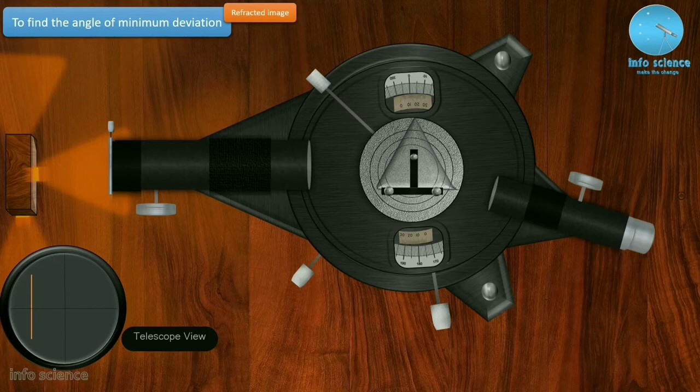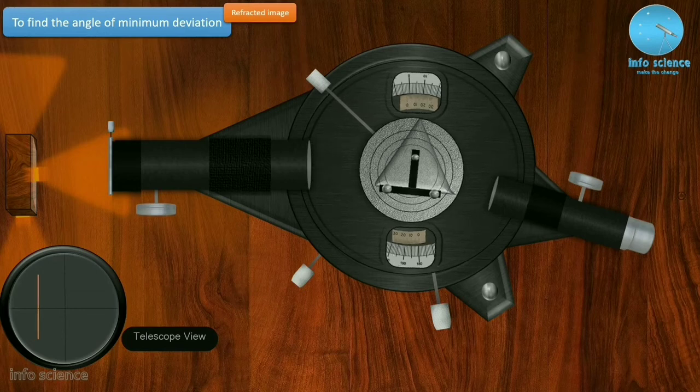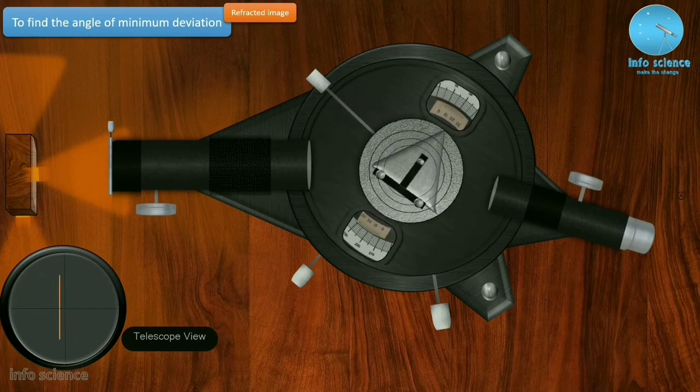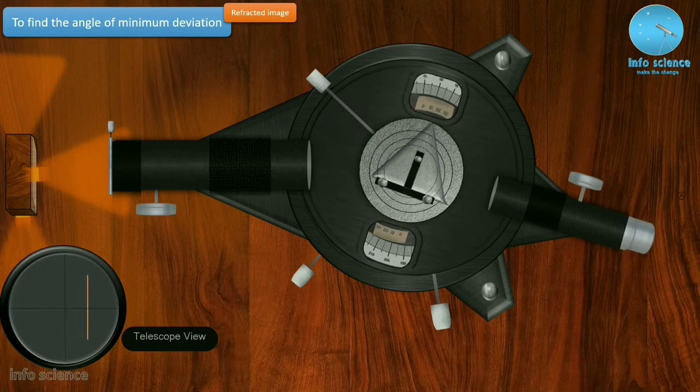Looking through the telescope, the vernier table is slowly turned in such a direction that the refracted image moves towards the direct ray, in the direction of decreasing angle of deviation. The telescope is also rotated so that the image of the slit is always in its field of view. It will be found that at a certain point the image will become stationary for a moment and then turn back. So this is the minimum deviation position which we have found out.